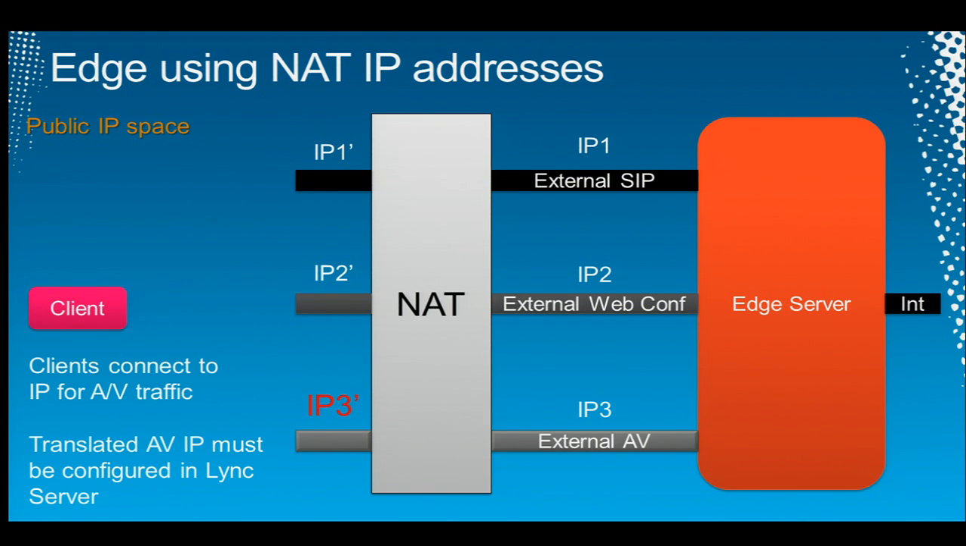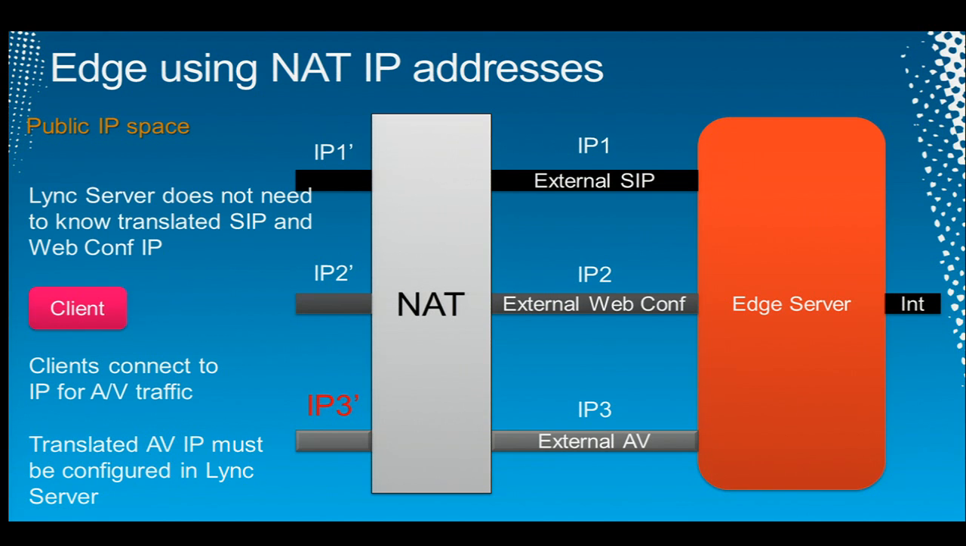In this case, the client connects to the IP for AV traffic. So they would connect to IP3 prime, and you need to be able to translate that AV IP address. You need to configure that in the Lync server. So the translation of IP3 prime to IP3 needs to be configured there. So there's the clear mapping.